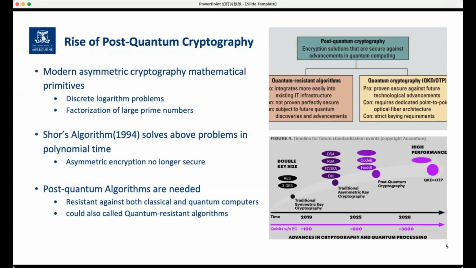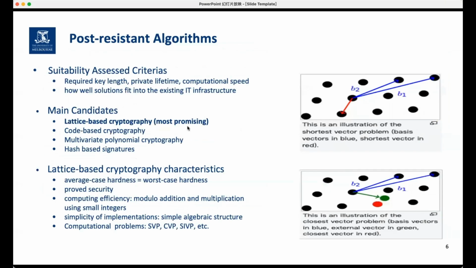Post-quantum cryptography could be also called quantum-resistant cryptography. By far, main candidates are lattice-based cryptography, code-based cryptography, multivariate polynomial cryptography, and hash-based signatures. And lattice-based cryptography is the most promising candidate for quantum-resistant algorithms.